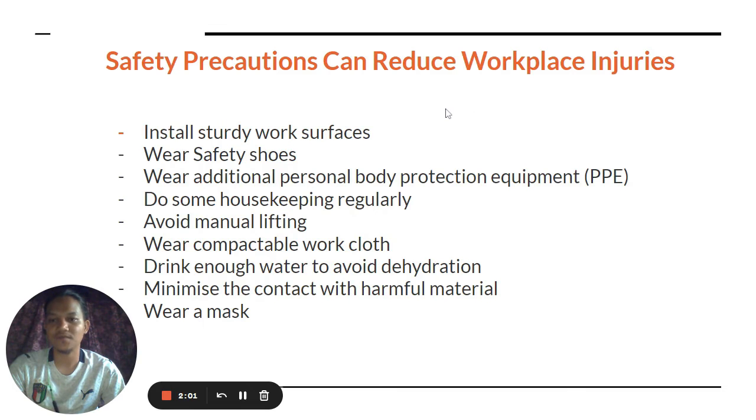objects. The safety precautions that can reduce workplace injury are to install sturdy work surfaces, wear safety shoes, wear additional personal body protection equipment like masks, goggles, and so on. Do some housekeeping regularly. Avoid manual lifting. Wear compatible work clothes. Drink enough water to avoid dehydration. Minimize contact with harmful material. And the last one is to wear a mask. So that's all from my part of the project.